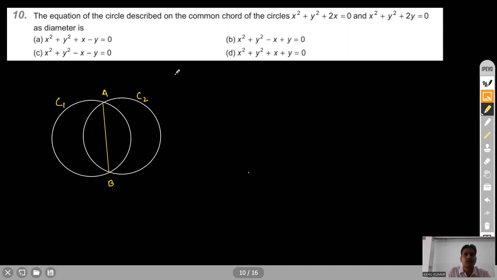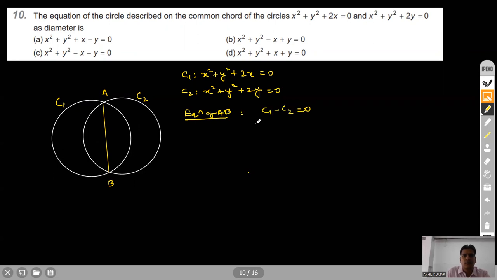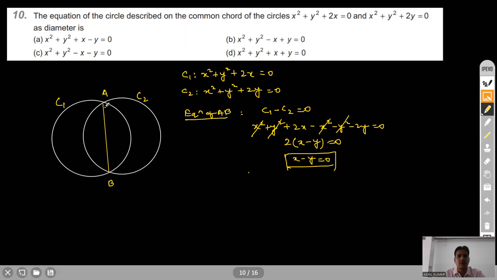Okay, so here it is given, first circle is given as x square plus y square plus 2x is equals to 0. Okay, and the second circle is x square plus y square plus 2y is equals to 0. Okay, so let me first write the equation of AB. It will be C1 minus C2 equal to 0. Okay. So it will become x square plus y square plus 2x minus x square minus y square minus 2y equal to 0. So x square minus x square, y square minus y square, it will become 2 times x minus y equal to 0, or x minus y equal to 0. So we got the equation of AB, right?